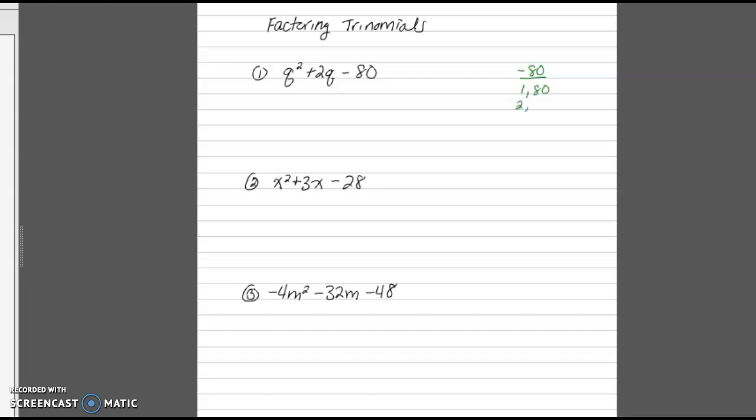So I try to put them in order, so I have 1 and 80, 2 and 40. I check to see if 3 goes in, it does not. 4 times 20, 5 times 16, check to see if 6 divides, but it doesn't. Check to see that 7 divides, but it doesn't. I have 8 times 10.